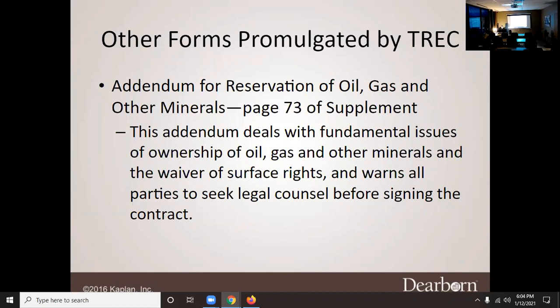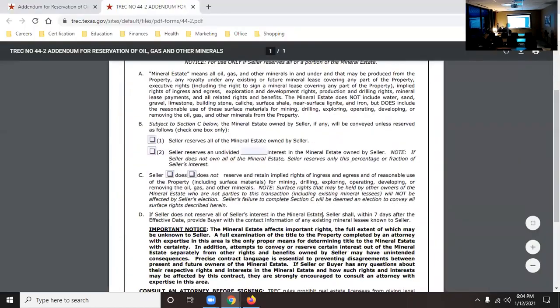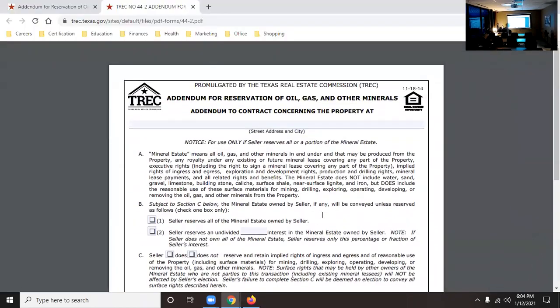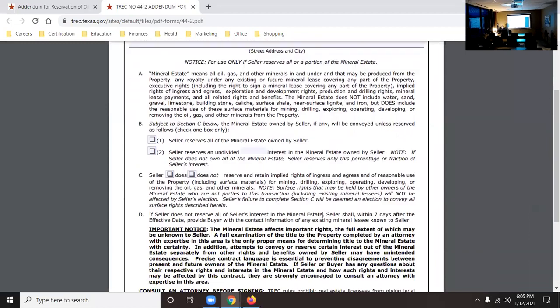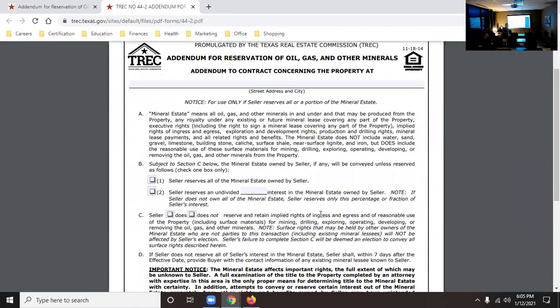Okay? So, the reason you seek legal counsel in this particular situation is because, as you notice, this is only a one-sheet form. The problem with that is, if you are seeking any minerals, you need to be aware that everything is covered. And normally a one-sheet piece of paper is not going to be enough to make certain that you're keeping all of your minerals. Okay? Again, read the notice up here. For use only if the seller reserves all or a portion of their mineral estate.